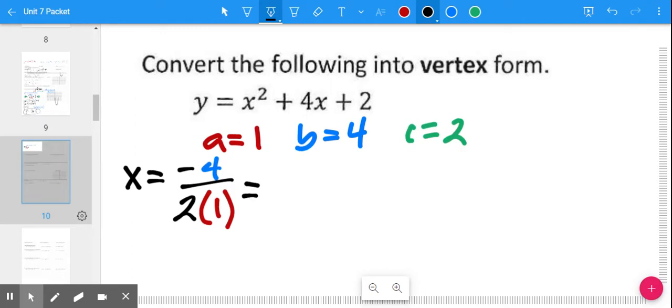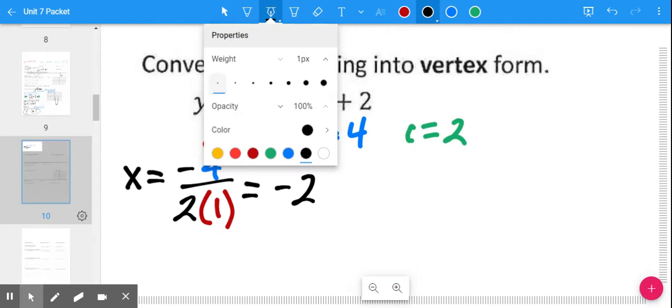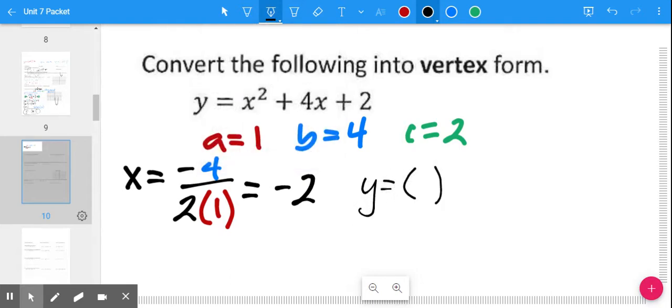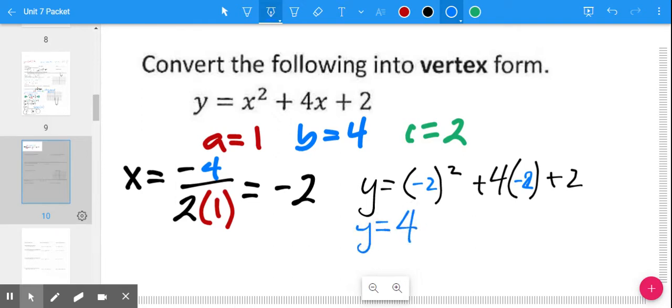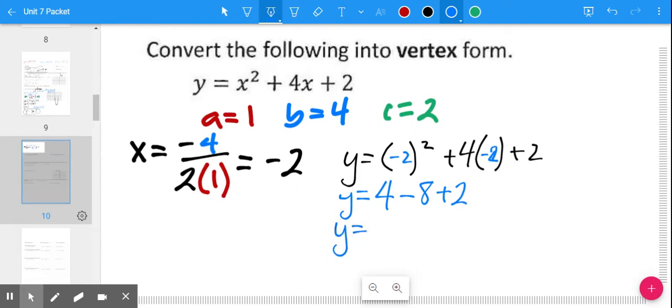So negative 4 divided by 2 is negative 2. So now we take that and we plug it back into our equation, and we're left with y equals x squared plus 4x plus 2. The x value is negative 2. So again, you can use the calculator or you can work it out by hand. So we have y equals negative 2 squared is positive 4. 4 times negative 2 is negative 8. So y equals negative 2.